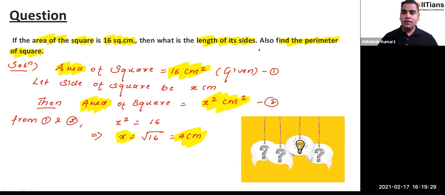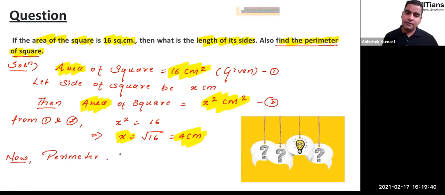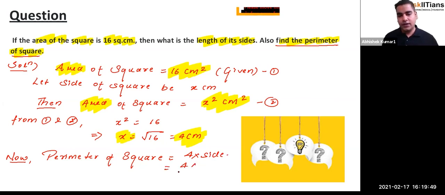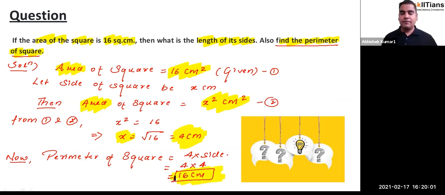Understood? The second part is you have to find the perimeter of the square. We all know the formula: the perimeter of a square is always given by 4 into side. So you will get 4 into 4, which is 16 centimeter. That is going to be the perimeter of this square. See how easy it is. We got the length of the side, which is 4 centimeter, and the perimeter, which is 16 centimeter. Understood? Please check it and let me know in case of any doubt.